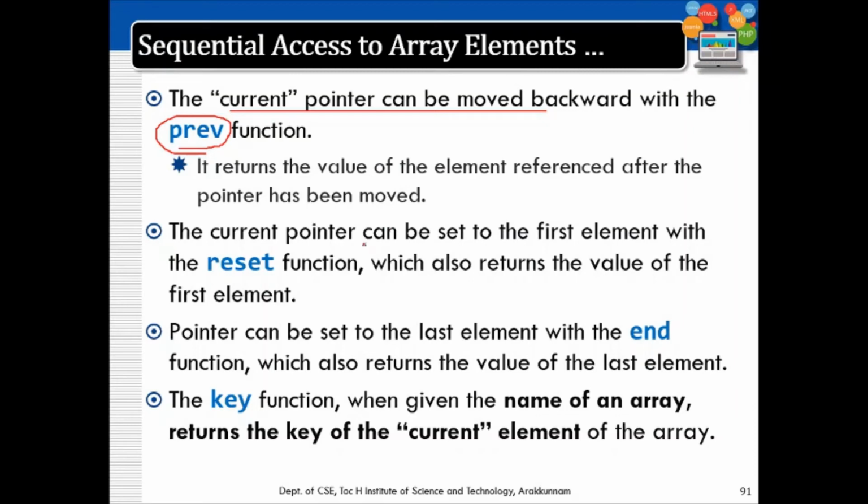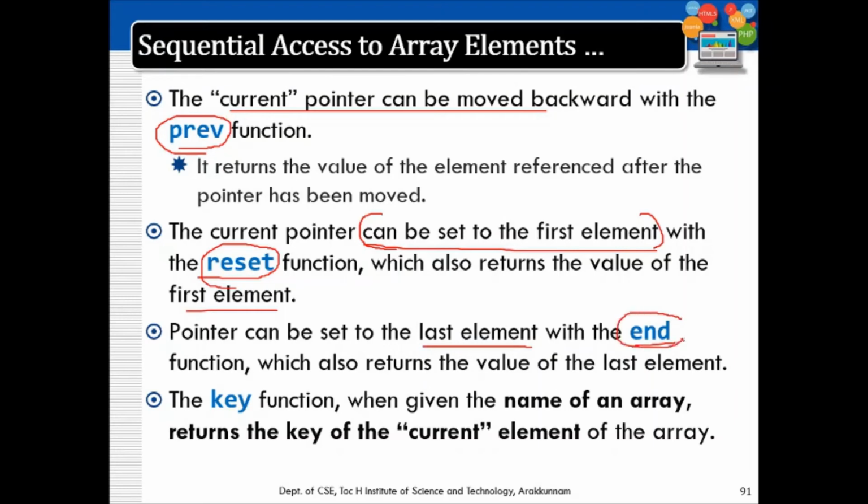The current pointer can be set to the first element. Suppose you move to the last and then again you want to traverse from the beginning, you can move the current pointer from the last element to the first element by using the reset function. And this reset function returns the value of the first element. The pointer can also be set to the last element by the end function.